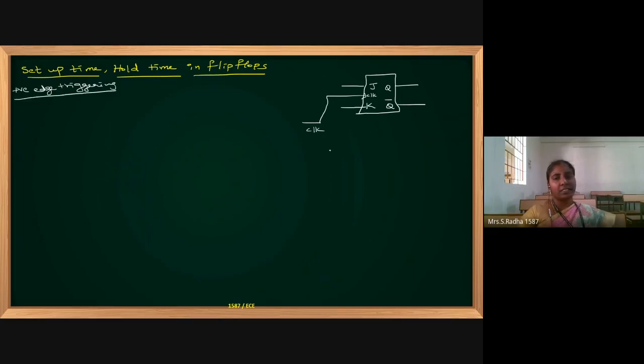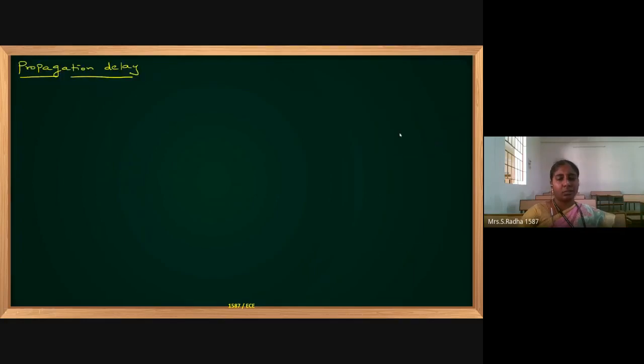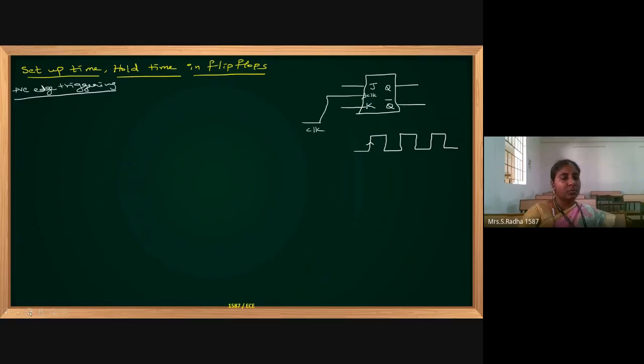When the rising edge is there, so this is the clock signal. Output is generated at the rising edge. This is positive edge triggering. Outputs will be generated only when the clock is at the rising edge. Only then will there be a change in the output generated by the flip-flop.